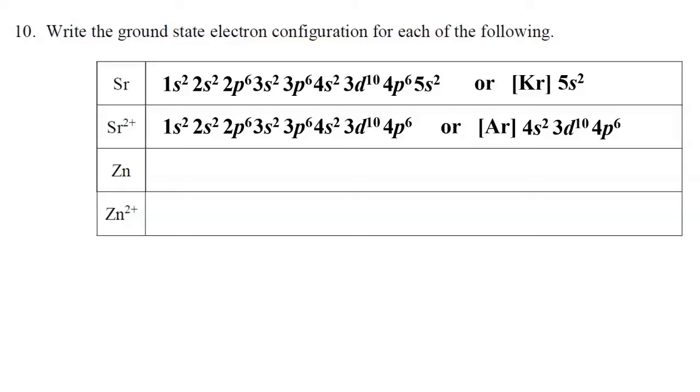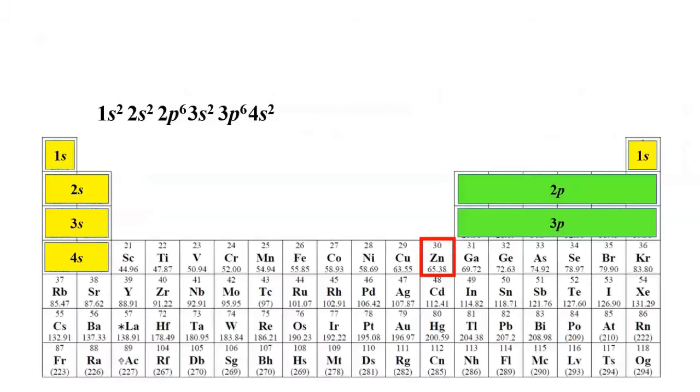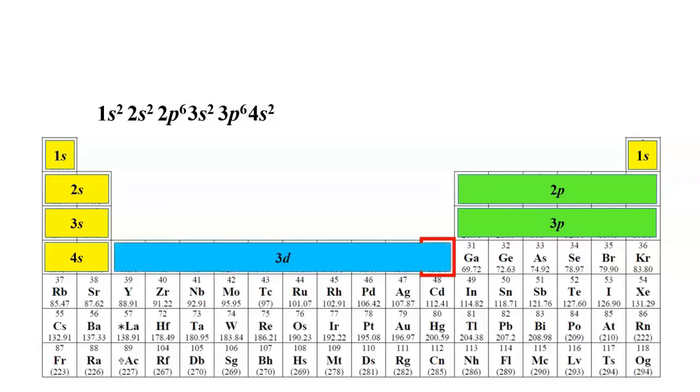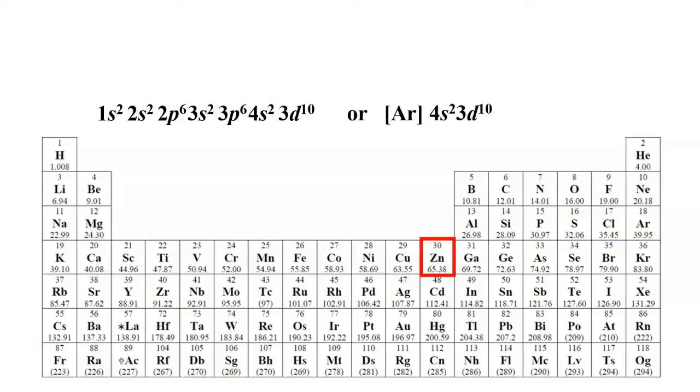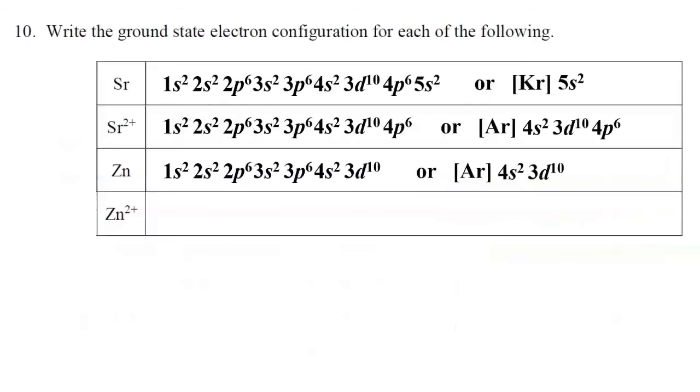All right, let's go find zinc on the periodic table. Zinc has 30 electrons, so 1s2, 2s2, 2p6, 3s2, 3p6, 4s2, and then finally 3d10, because we go all the way to the end of that section. So there's the full configuration. You can abbreviate with the noble gas argon. Again, that would be 18 electrons for argon, followed by 4s2, 3d10. There's the long form and the short form of zinc.